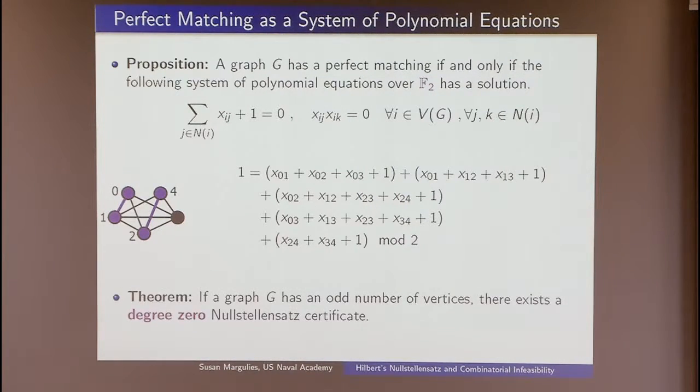And that is friendly. We would expect that. Very boring. A graph G has an odd number of vertices. Of course there's no perfect matching. There is a degree 0 Nullstellensatz certificate. This doesn't bother us at all. Nice and clean. We would expect that.